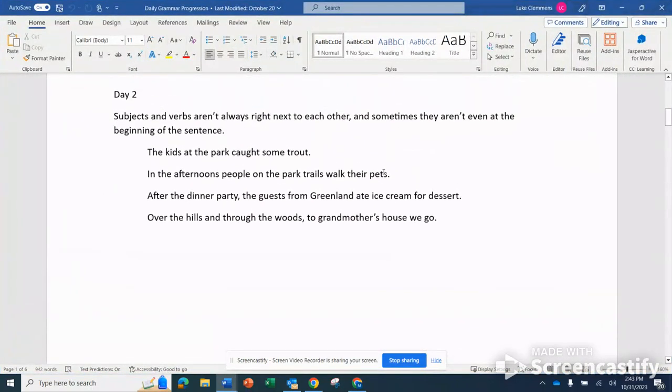Hey everyone, so this is day 2 of grammar, and what I want to talk about today are some slightly more complicated examples of subjects and verbs, where we have sentences where the subject and verb aren't just right next to each other, or even where they're not necessarily near the beginning of the sentence. Okay, so keep this in mind: subjects and verbs aren't always right next to each other, and sometimes they aren't even at the beginning of the sentence.